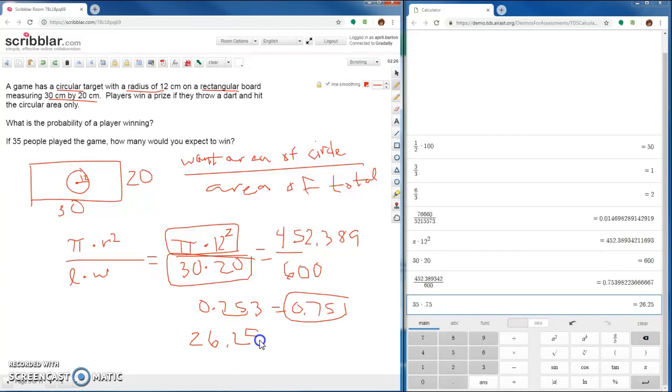Now with people, you can't have part of a person, so we're going to round to the whole number. We're not going to say 26.25 people. We would expect 26 people to win. So that is our review of probability.